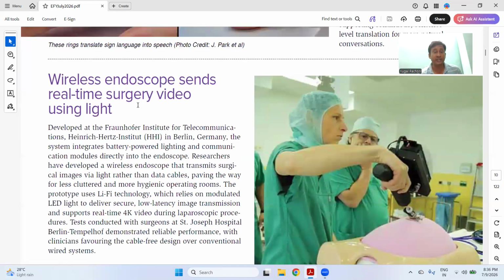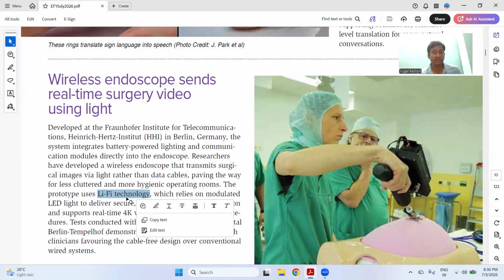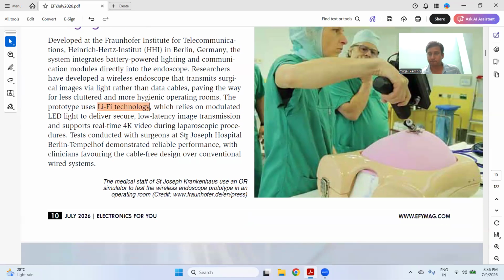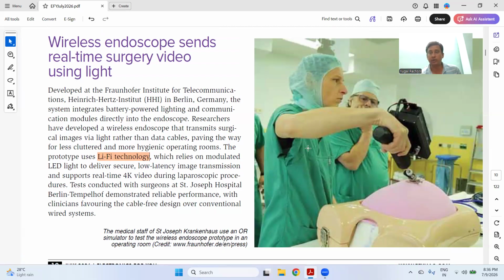Now, this is a wireless endoscope that sends real-time surgery video using light. They have used Li-Fi technology, and with the help of Li-Fi technology they were able to send real-time surgery video. This happened at the Fraunhofer Institute for Telecommunication and the Heinrich Hertz Institute in Berlin, Germany. These are the two institutes that were involved in sending the real-time surgery video with Li-Fi technology. As you can see in this picture, this is how they are transmitting the video to the other end.